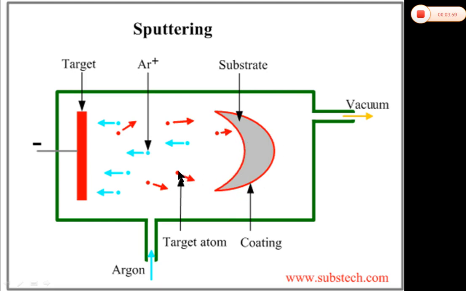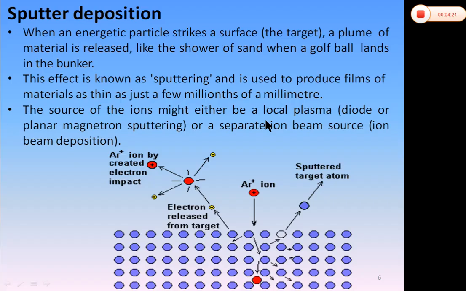These are our target atoms. Argon gas is projected from here. This is our cathode, that is actually our target, and this is the substrate. This is the vacuum, where we have to evacuate our whole system, right? This is a simple process of sputtering. This is the basic mechanism picture of sputtering.